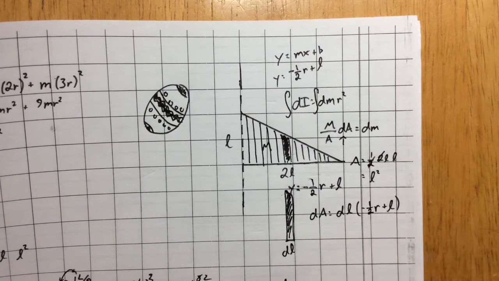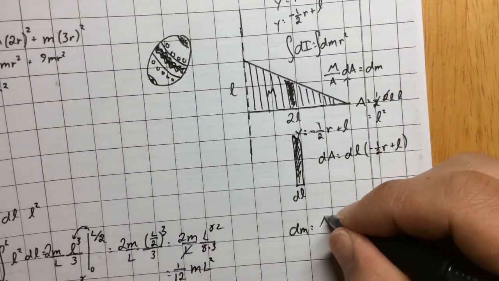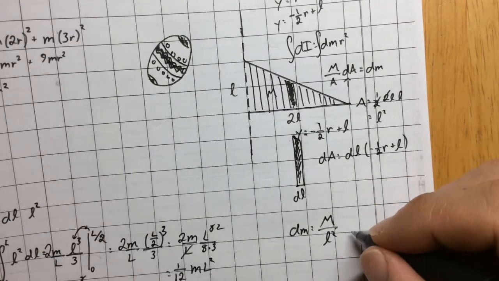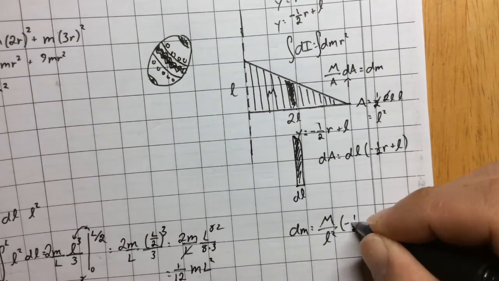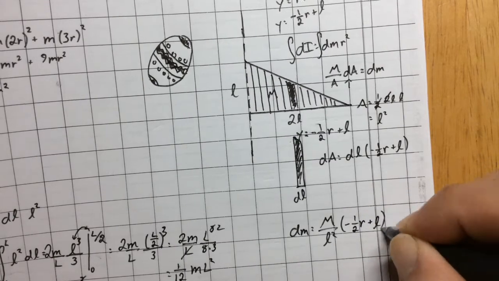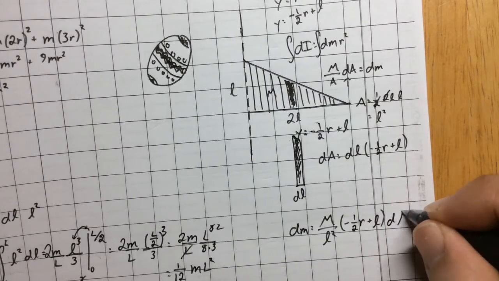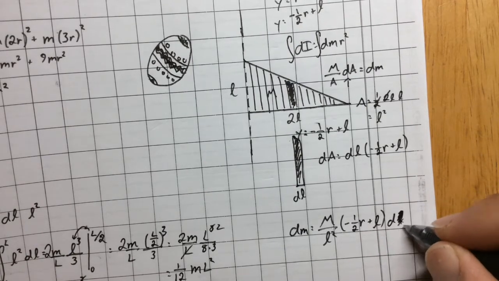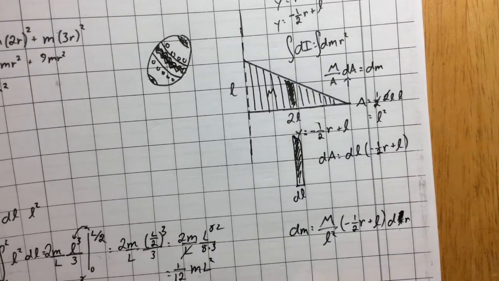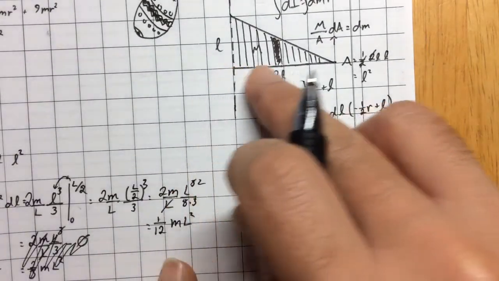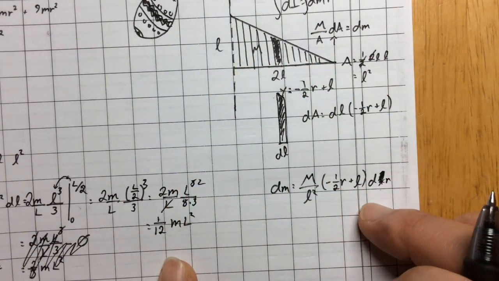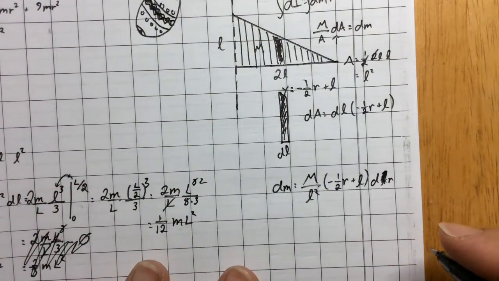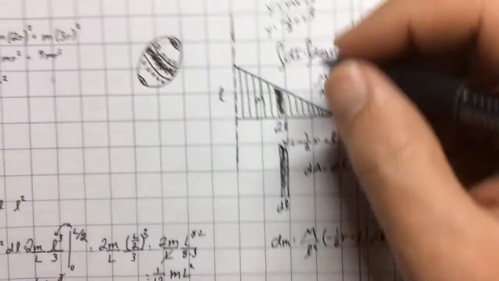dm is equal to m over L squared times dA, which is going to be negative 1/2 R plus L dL. Or dr, we'll use that one, dr, because R is going to be this thing here. L would be the length, or 2L, or L. So, that's good. Like that. I'm going to put it in right there.